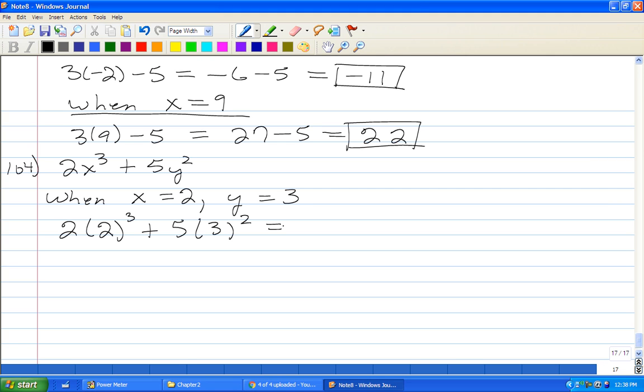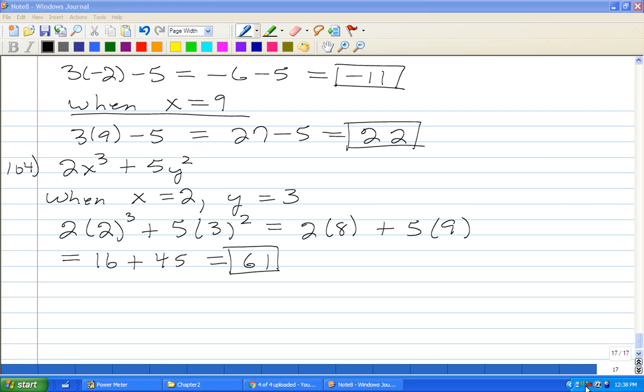And so 2 cubed is 8. 3 squared is 9. 2 times 8 is 16. 5 times 9 is 45. 45 plus 16 is 61. And that is your answer. And that finishes off section.